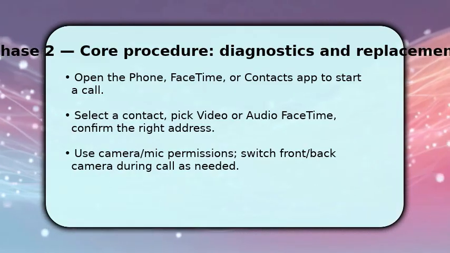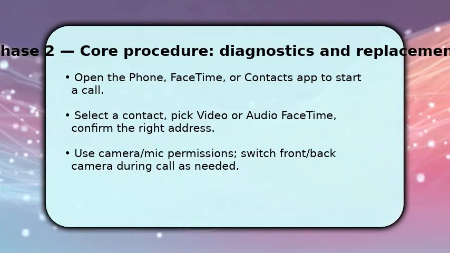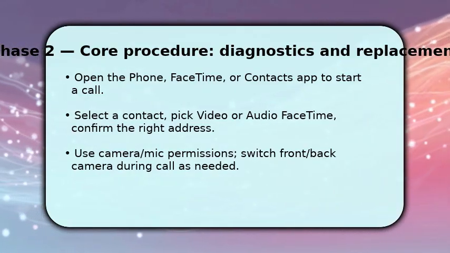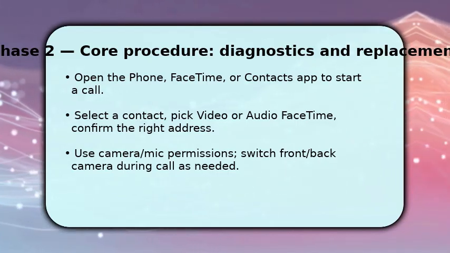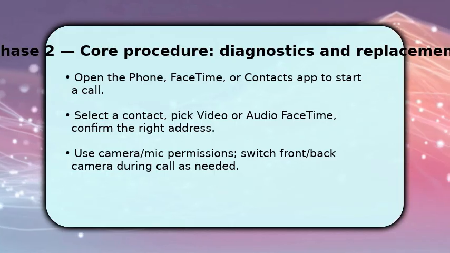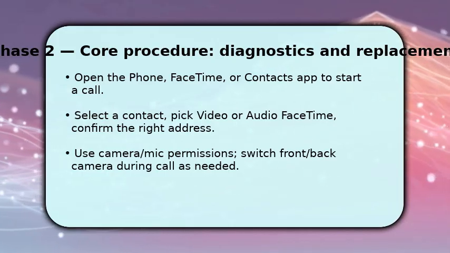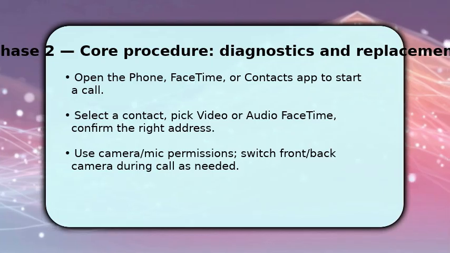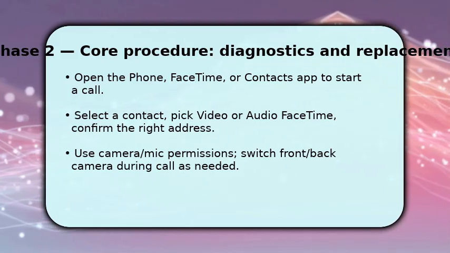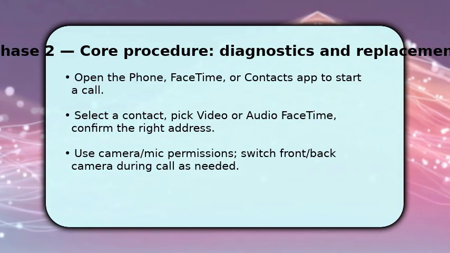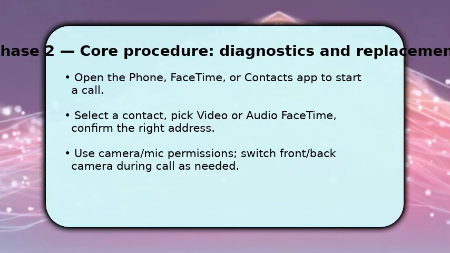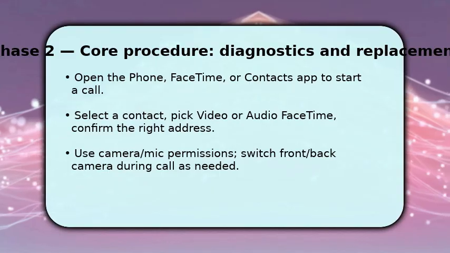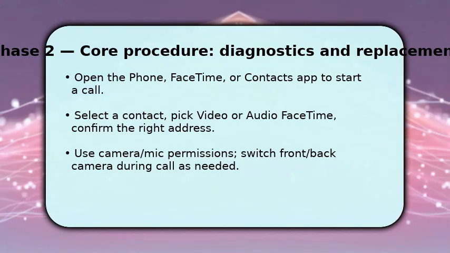Now you place the call. Open the FaceTime, Phone, or Contacts app, select the person, and choose video or audio FaceTime. Make sure you pick the correct email or phone entry. FaceTime can use multiple addresses per contact, and choosing the wrong one causes no answer. Grant camera and microphone permission when prompted, because without them the call will connect but you won't be seen or heard. Once connected, you can switch cameras, mute, or add people to make it a group call.